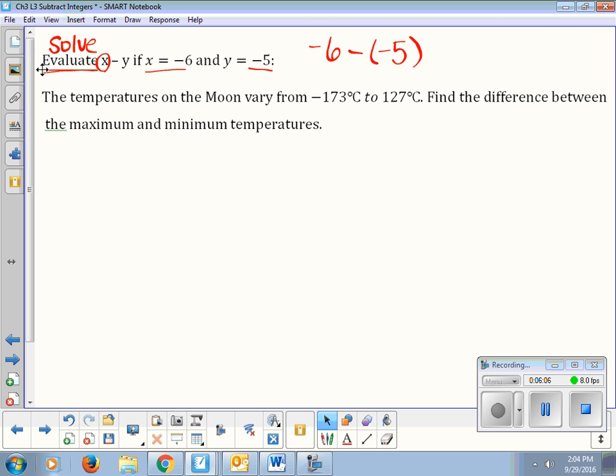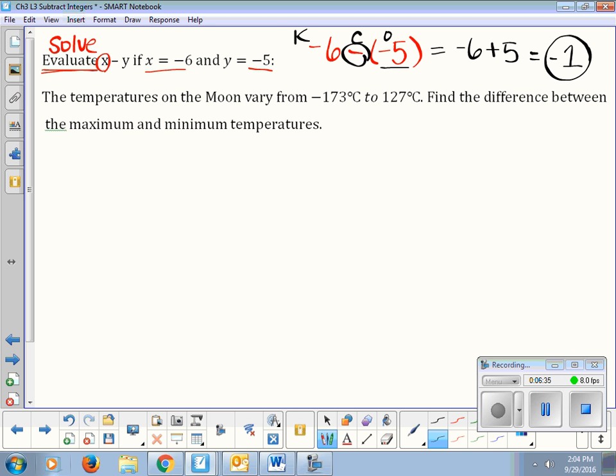So we have a problem where we are subtracting integers. What 3 letters do we have to do? KCO. We keep our -6. Change our minus sign to a plus sign. What's the opposite of -5? +5. Now it's an addition problem. Do we have the same signs or different signs? Different. So we're going to subtract. 6 minus 5 is 1. Take the sign of our bigger number, so we have -1.